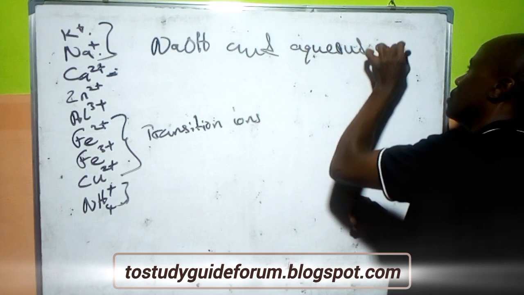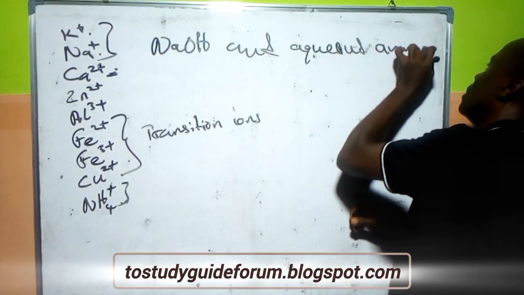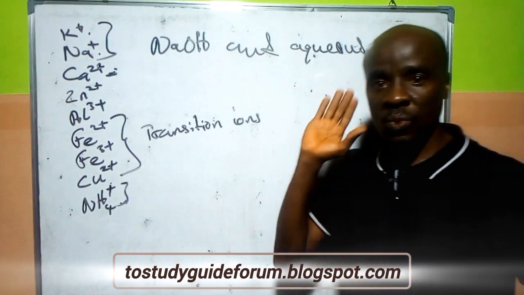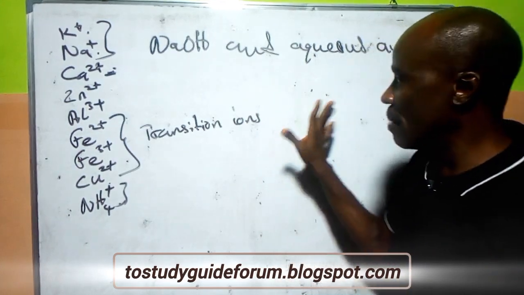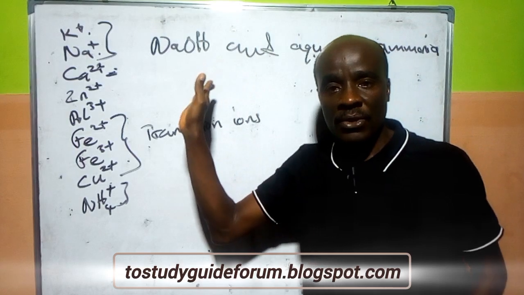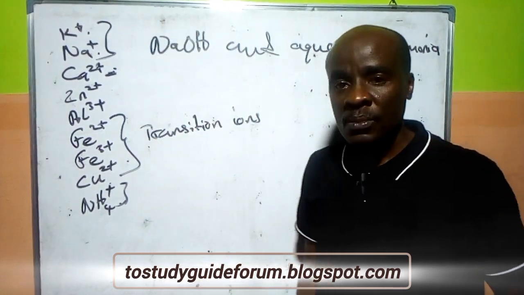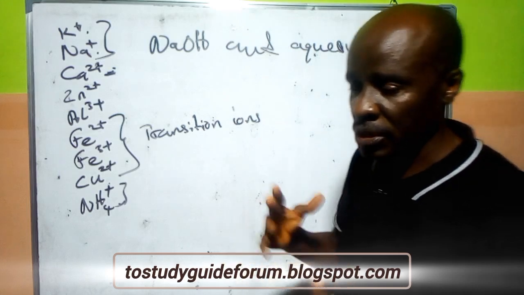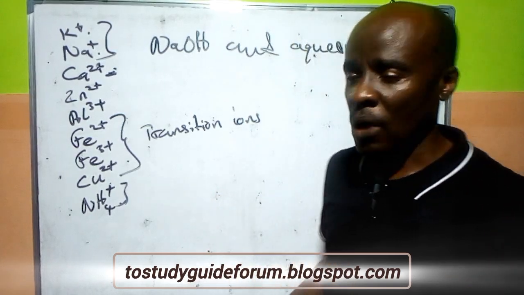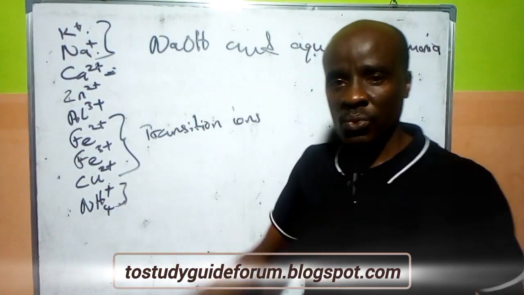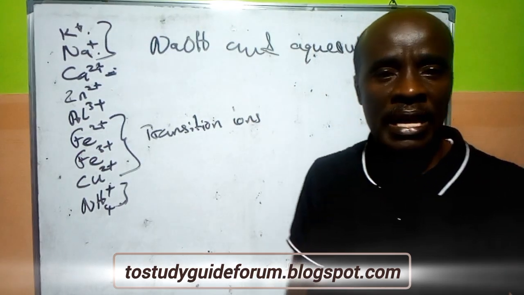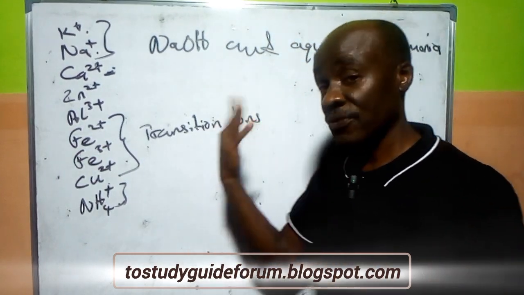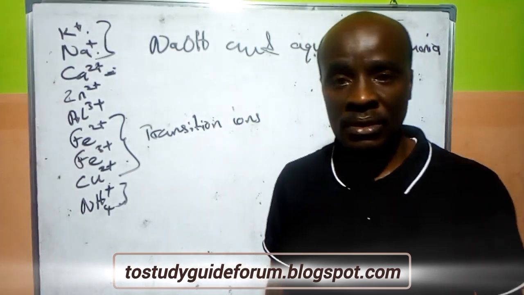Aqueous ammonia. Sodium hydroxide and aqueous ammonia are the major reagents for this test. These are the major things that we use in testing. There are other ones. Perhaps in the next video, I will look at those, like potassium iodide for anions, which I will talk about later.